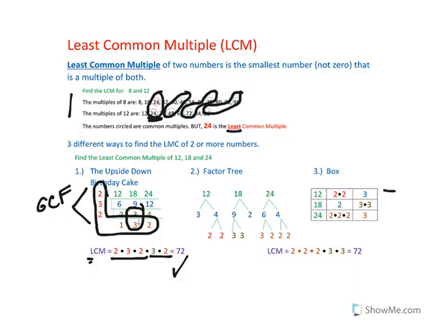18 is 2 times 3 times 3. 24 is 2 times 3 times 2 times 2. And now, the M. Over there the L stood for the little L you create. In this case, we want M, and I want you to think about most, the most number. So here, 8 is the most number of 2's as a factor. And 9, 3 times 3, is the most number of 3's. So 2 times 2 times 2, times 3 times 3, and you get the same 72.